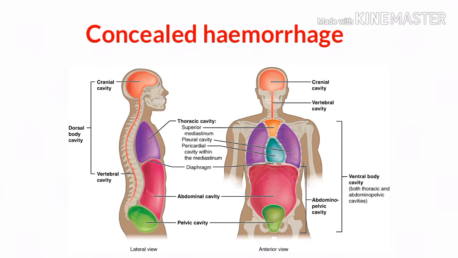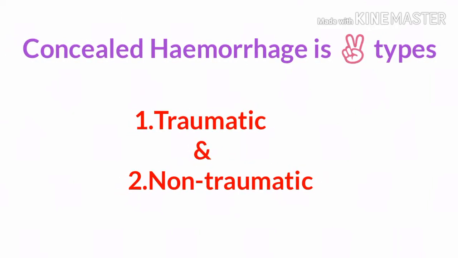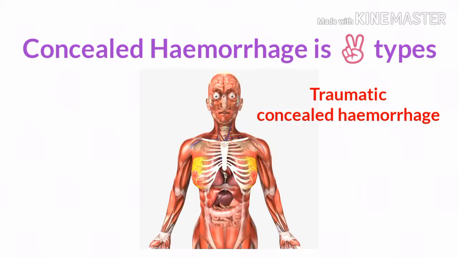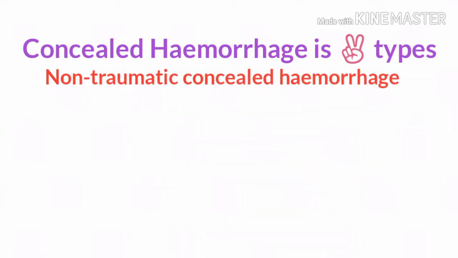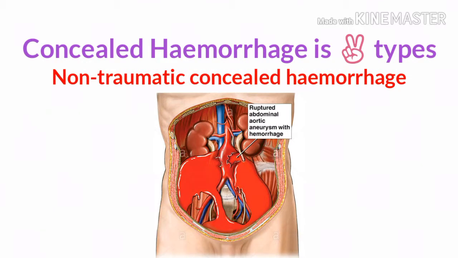Concealed hemorrhage is contained within the body cavity. Again, concealed hemorrhage is of two types: 1. Traumatic concealed hemorrhage, and 2. Non-traumatic concealed hemorrhage. Example of traumatic concealed hemorrhage is traumatic hemorrhage within chest, abdomen, pelvis, retroperitoneum and limbs. Example of non-traumatic concealed hemorrhage is occult gastrointestinal hemorrhage due to ruptured aortic aneurysm.